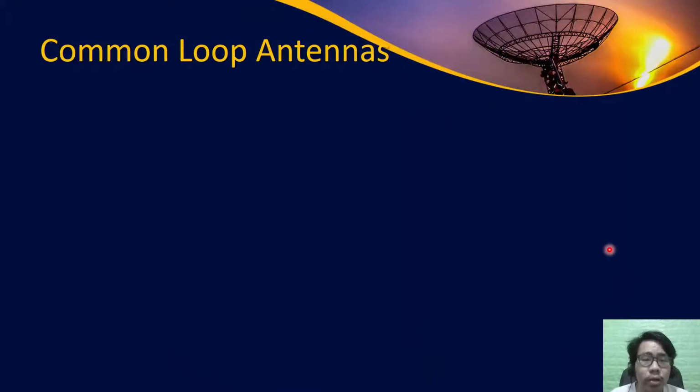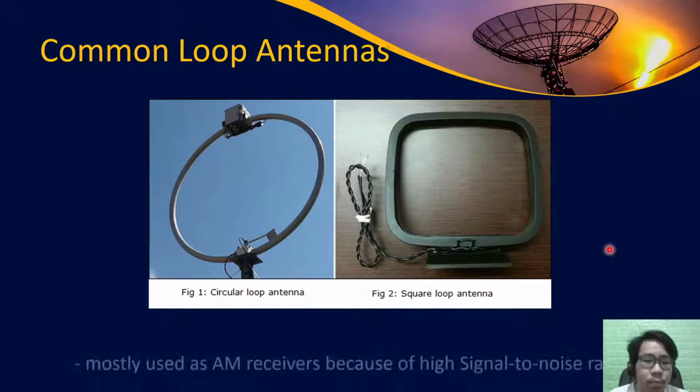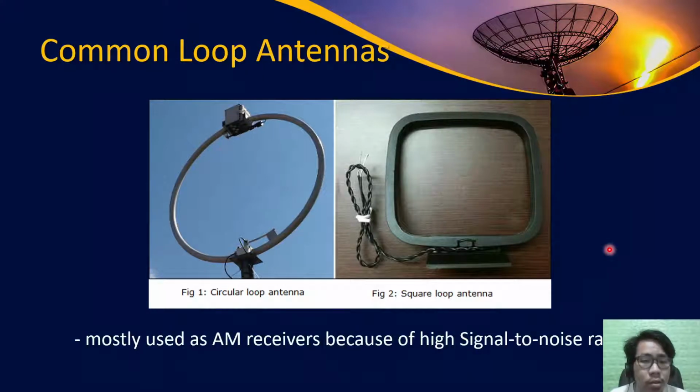So here are the common loop antennas that are being used. The commonly used loop antennas are the circular loop antenna and the square loop antenna. They are mostly used as AM receivers because of high signal to noise ratio. So they are used in AM radios, amplitude modulation.